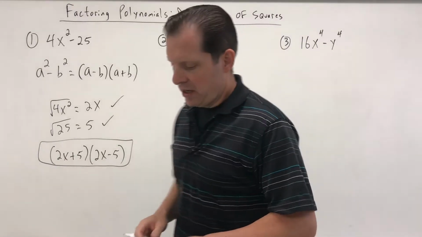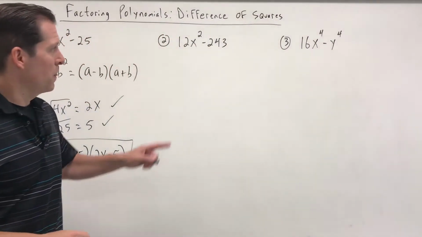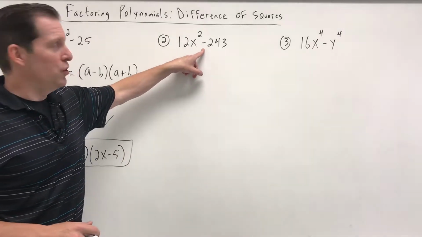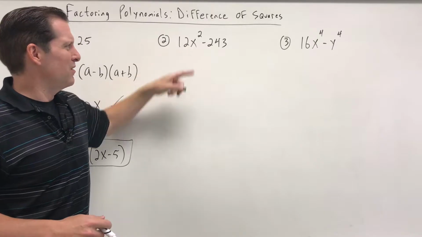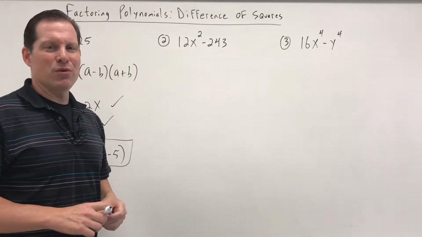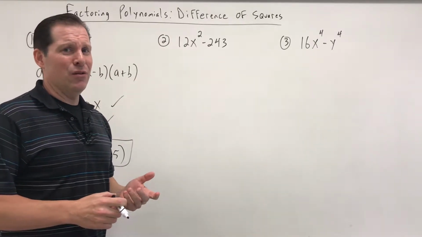When we look at number 2, you see you got this minus here, which is good. And then you got 12x squared and 243. Well, you might say to yourself, 12x squared, that's not a perfect square, so there's really nothing that I can do.